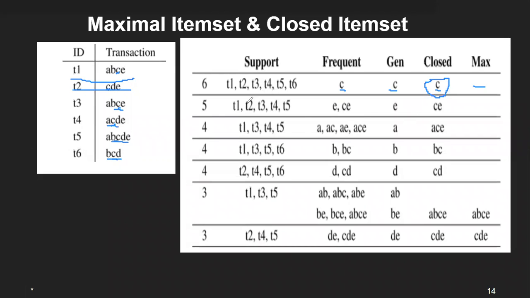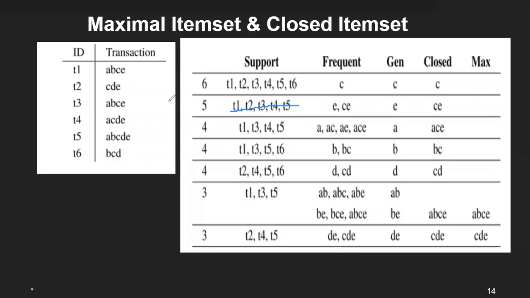Okay, if you are talking about the second example, we are taking T1, T2, T3, T4 and T5 here. So you can easily understand that. The next example will be T1, T2, T3, T4 and T5.